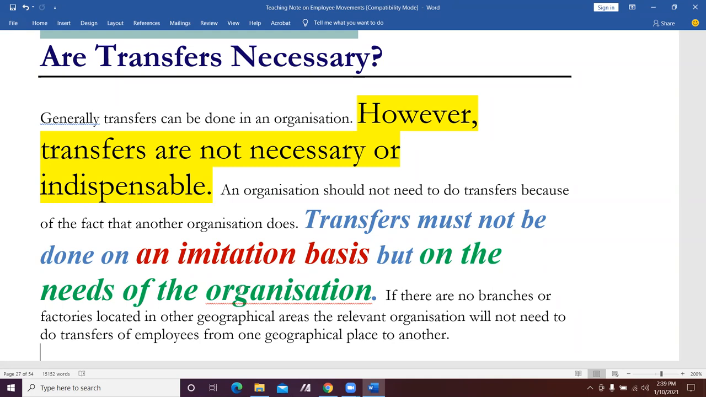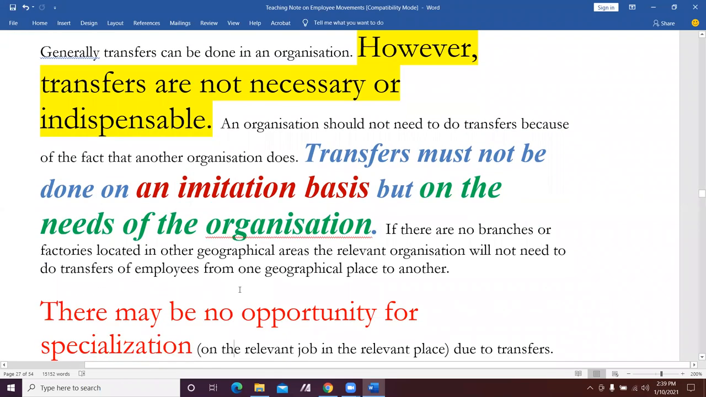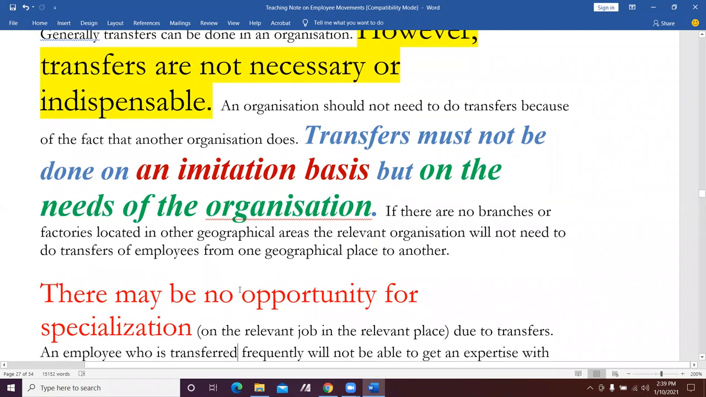If there are genuine needs of the organization which will make transfers essential, then we have to. Right, so okay, don't worry about my pronouncing. Sometimes I make mistakes in pronouncing, don't worry, because of tiredness. Generally, transfers can be okay, right. All right, so therefore, transfers are not necessary, are not indispensable.